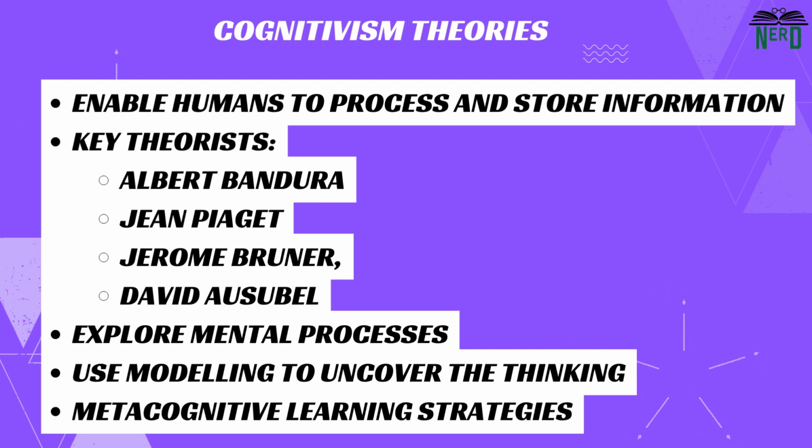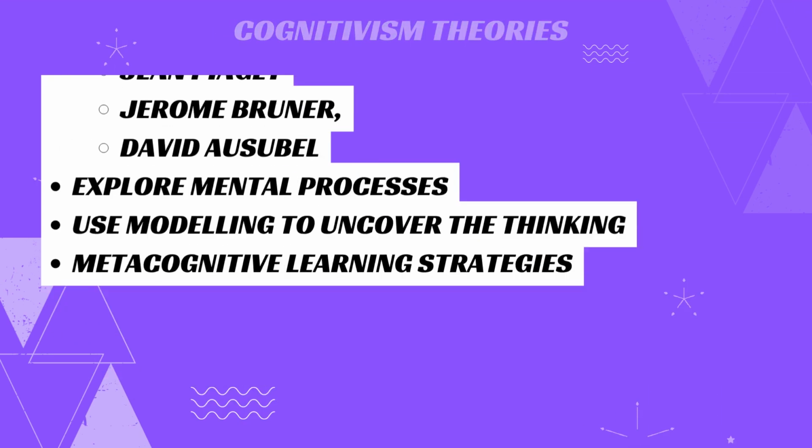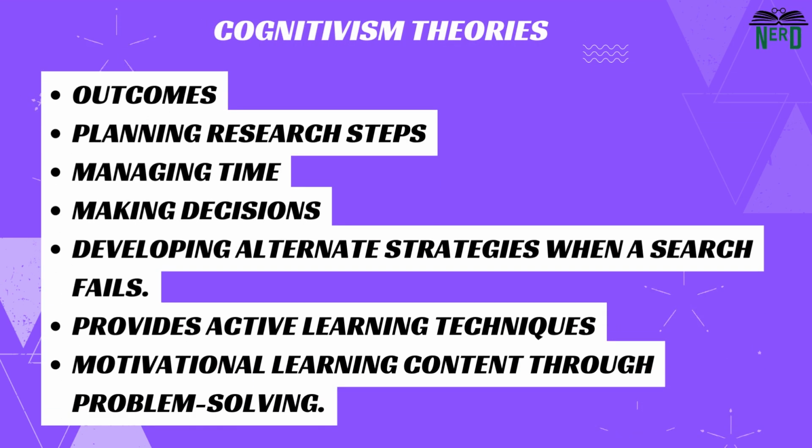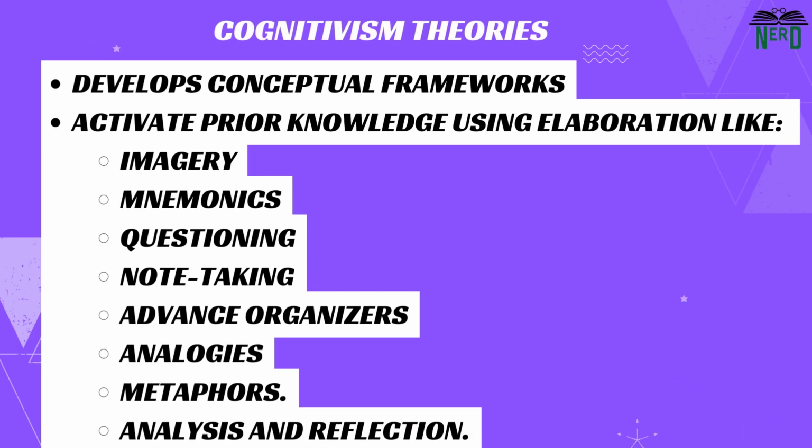Students need metacognitive learning strategies to monitor and direct their own learning. These strategies are predicting outcomes, planning research steps, managing time, making decisions, and developing alternate strategies when a search fails. Cognitivism provides active learning techniques and motivational learning content through problem solving. Cognitivism develops lessons based on conceptual frameworks such as a research process model.